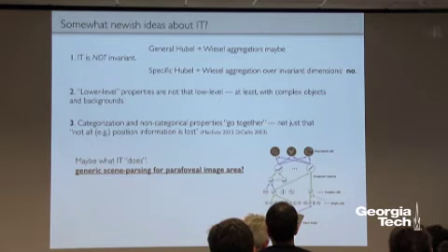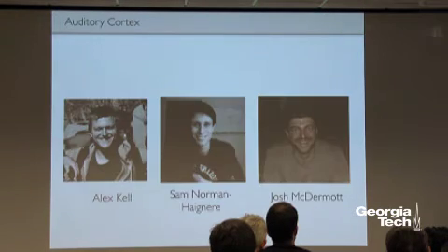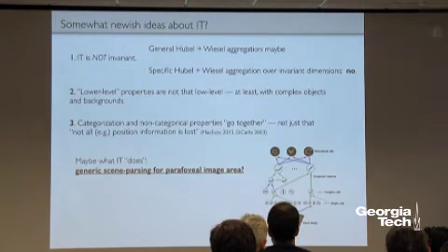And it's not just that not all position information is lost, but actually it's not that the information is produced, like we talked about earlier, but it's made more explicit for every one of these types of categories. So maybe this suggests that IT is doing some kind of generic scene parsing, sort of the parafoveal or central image area.